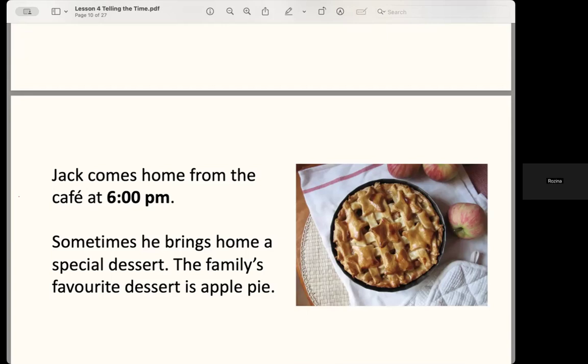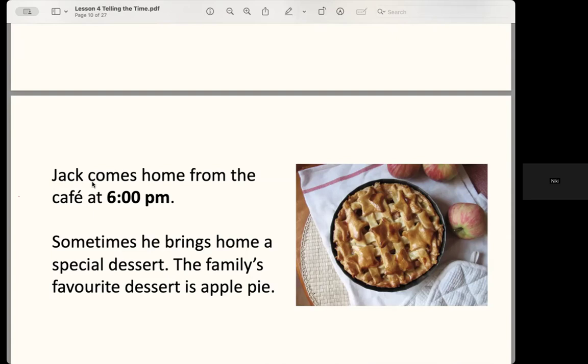Jack came home from the cafe at 6 p.m. Sometimes he brings home a special dessert. The family's favorite dessert is apple pie.